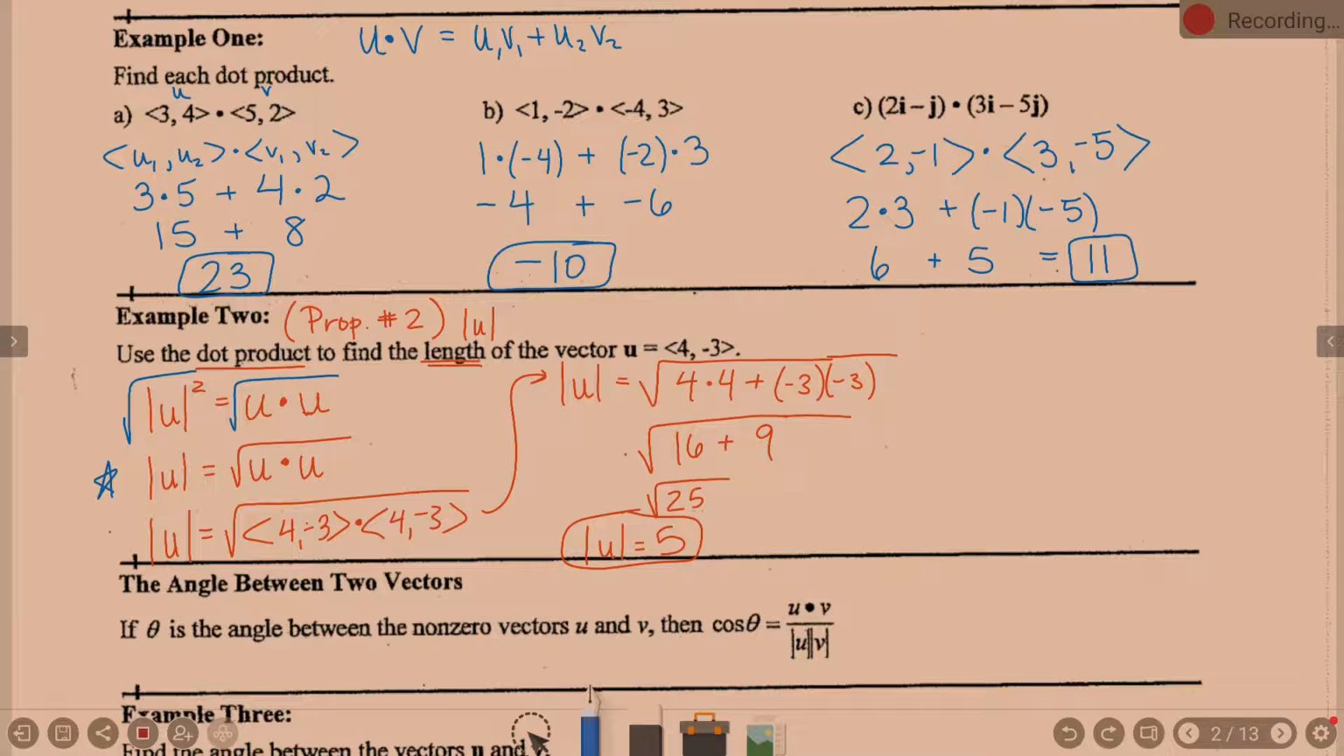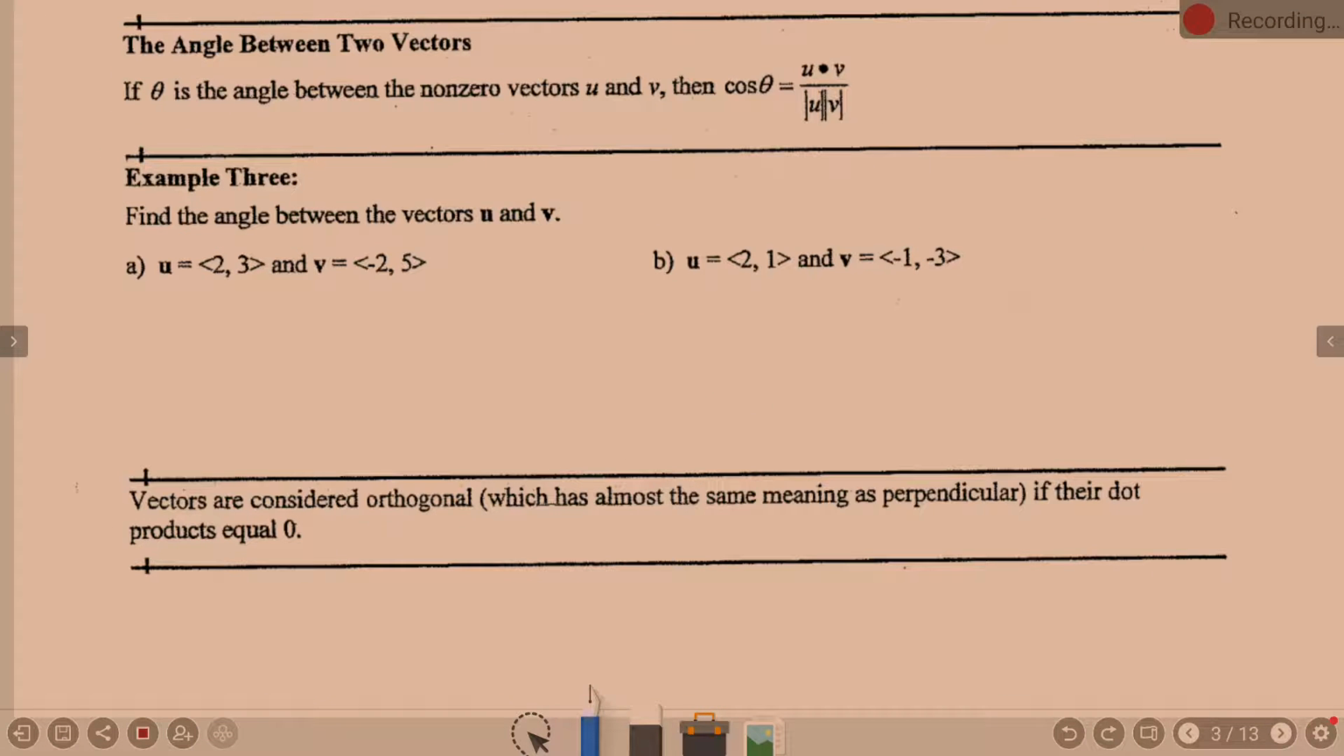Pretty easy. We're not done with dot product, but we're going to mix in some other things. So now we've got to talk about an angle. And what we're looking at is a formula that can help us find the angle between two vectors. So if theta is the angle between the non-zero vectors u and v, then the cosine of theta is equal to u dot v over absolute value of u times absolute value of v. Okay?